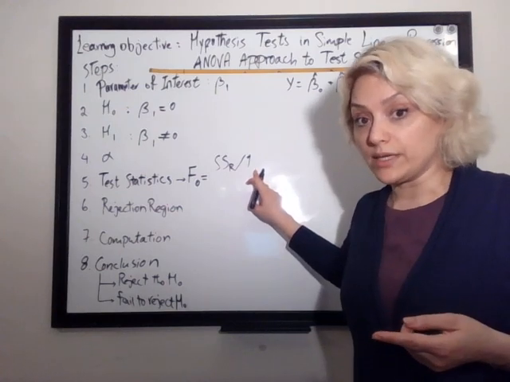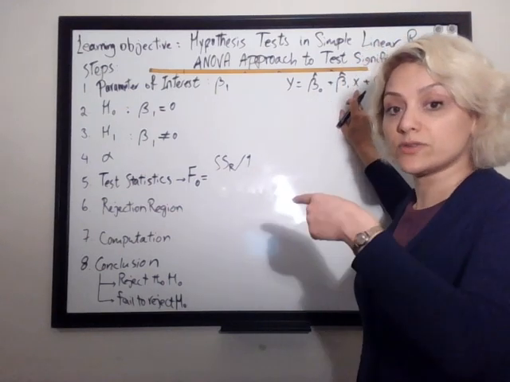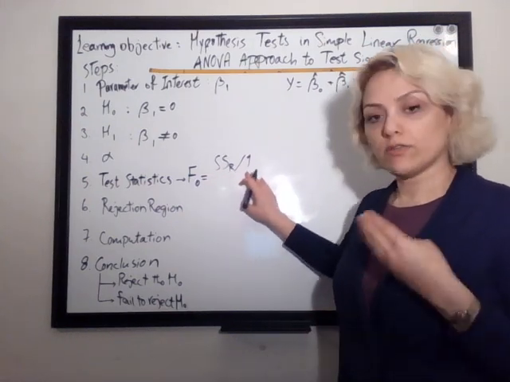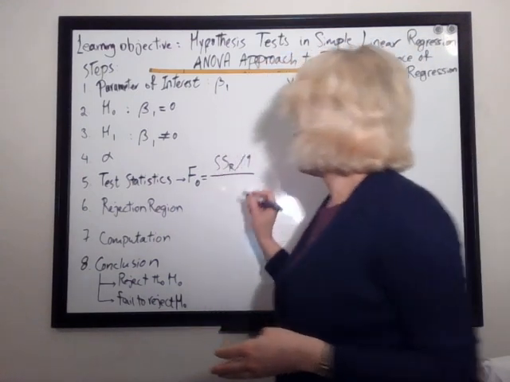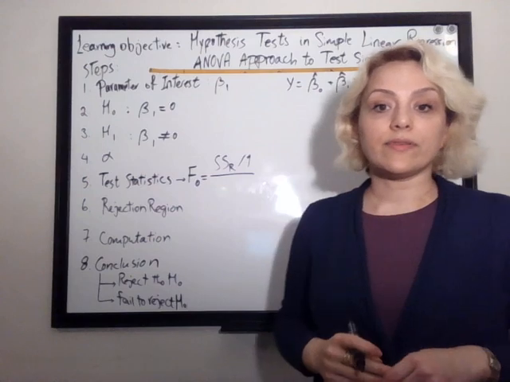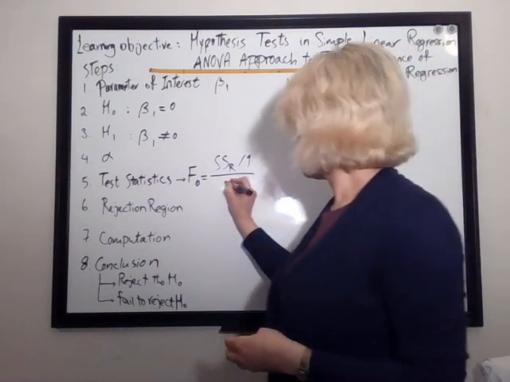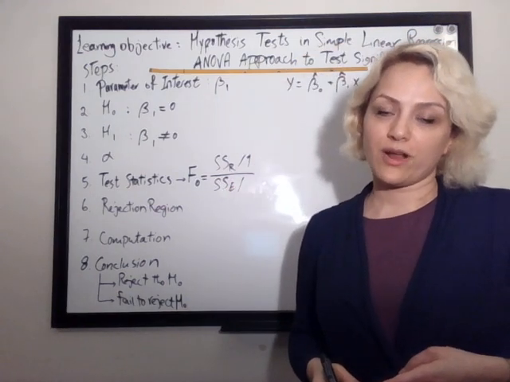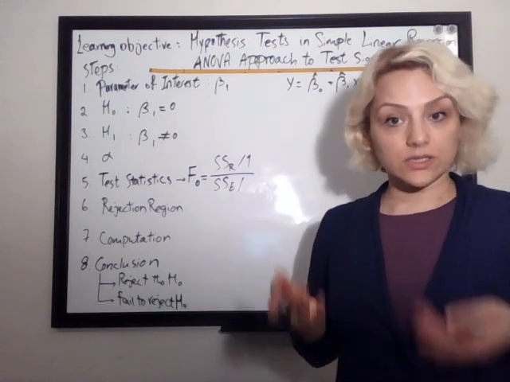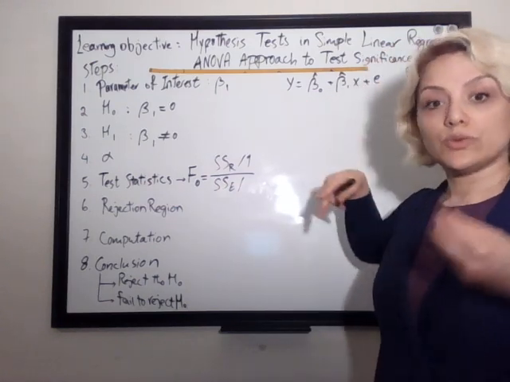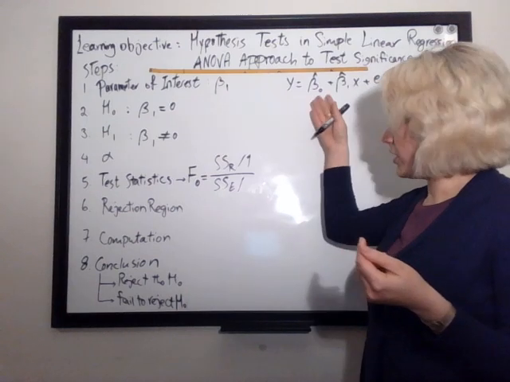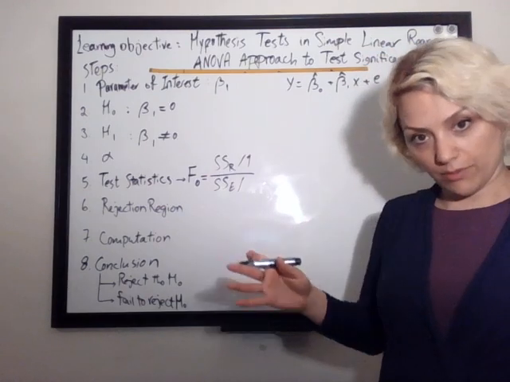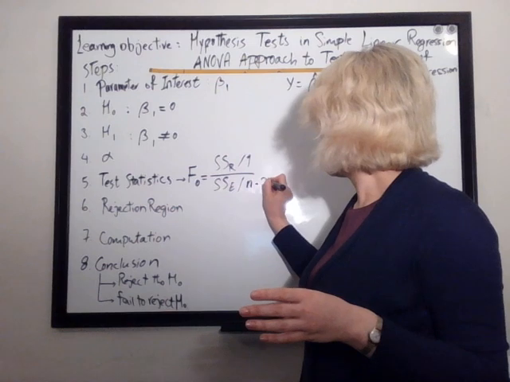If it was multiple linear regression, for example with x1, x2, x3, this number would change. So let's keep it here: sum of squares of the regression divided by 1. In the denominator, we have the sum of squares of the error divided by the degree of freedom of the error. You have two parameters, beta null and beta 1, so the degree of freedom of the error is n, the total sample size, minus 2.